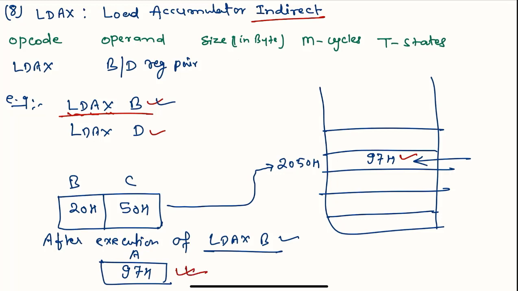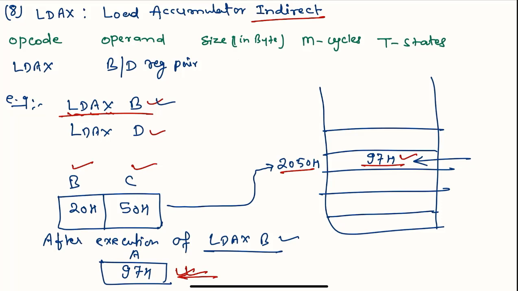So after execution of this instruction, if you check it, the content of the accumulator will be 97H. It will not affect the content of B or C or this address location which has 97H. These three contents are not going to change. What is going to change is the content of the accumulator, which will be replaced by the value 97H. This is the functionality of this instruction.